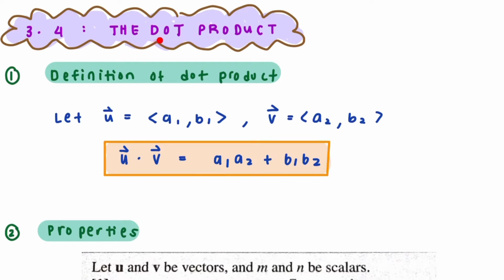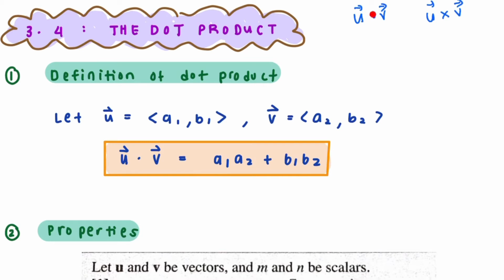In this chapter, we will learn about the dot product. So what is a dot product? This is a multiplication of vector with vector. Actually, when we want to multiply a vector with another vector, we have two ways to do it. One is the dot product and another one is the cross product.